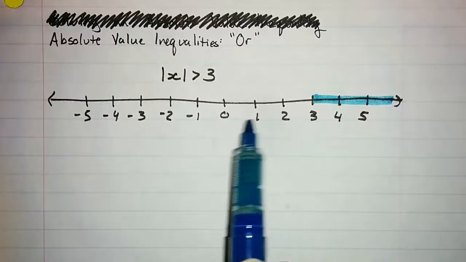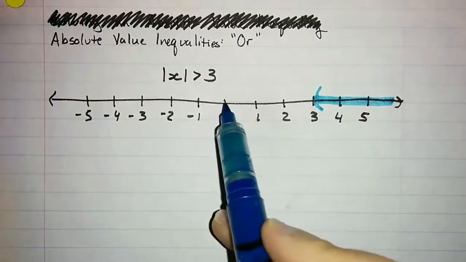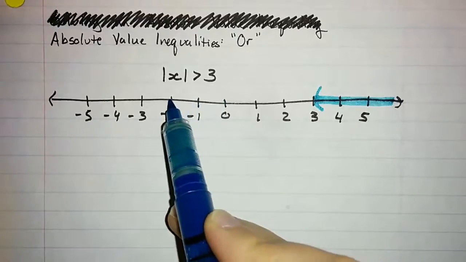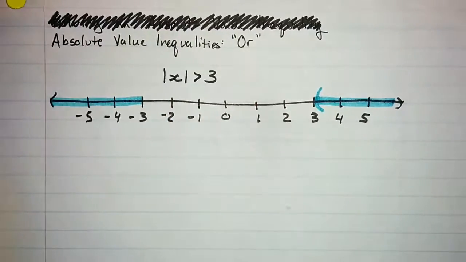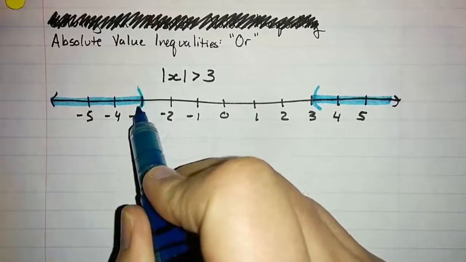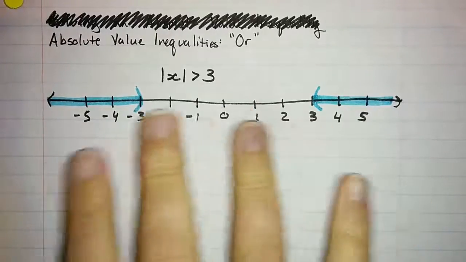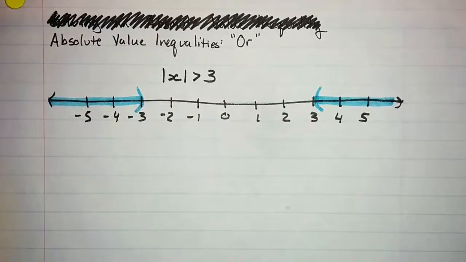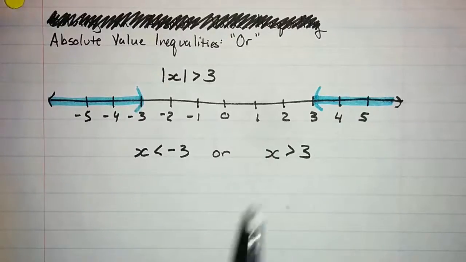Okay. The distance from 3 to 0 is exactly 3, so 3 is out. Or the other way, 1, 2, 3, and farther than that. Again, the distance from 0 to negative 3 is exactly 3, so negative 3 is also out. What do we see then? This looks like the compound inequality: x is less than negative 3, or x is greater than 3.